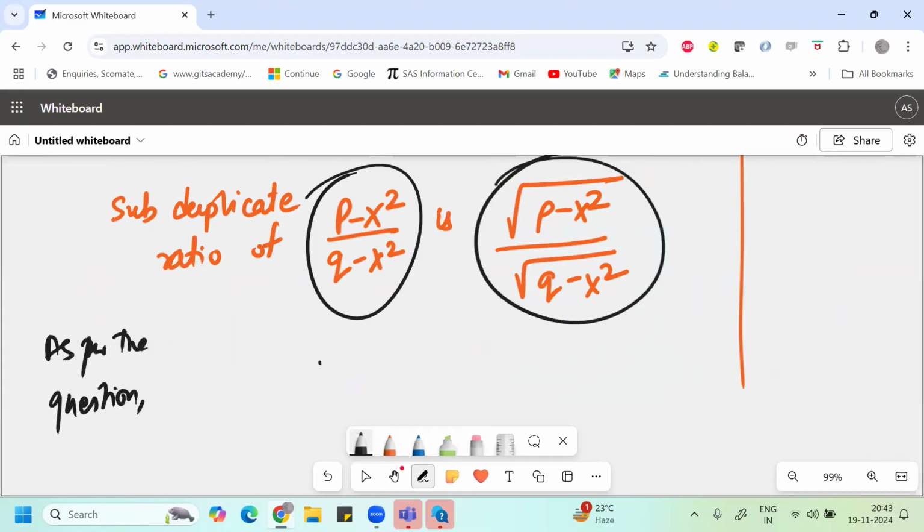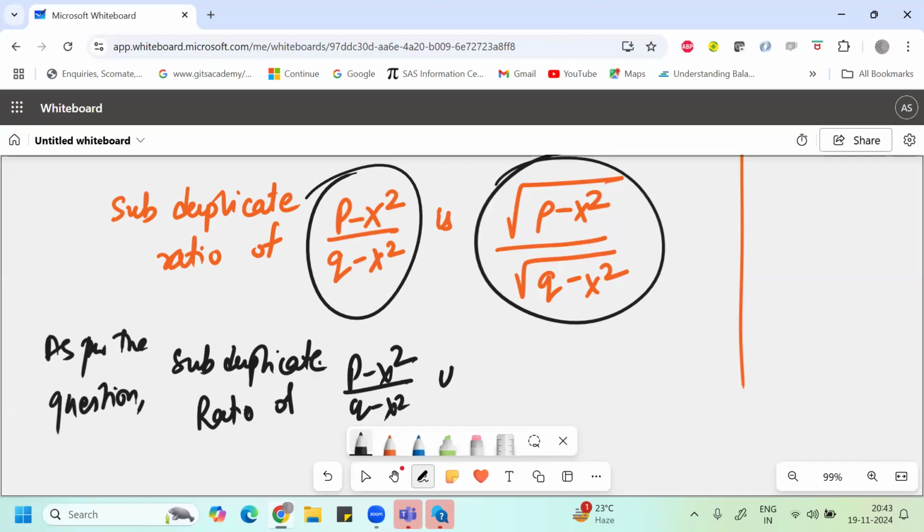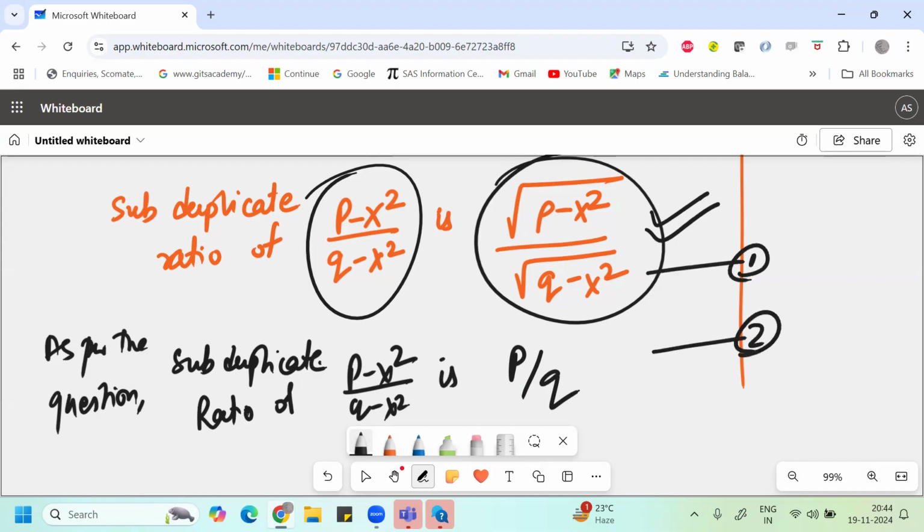As per the question, the subduplicate ratio of P minus x square by Q minus x square is P by Q. This is what they have given in the question. In reality, the subduplicate ratio of P minus x square by Q minus x square is square root of P minus x square by square root of Q minus x square. But in the question, they have given this. Okay, so both are the same thing, right?